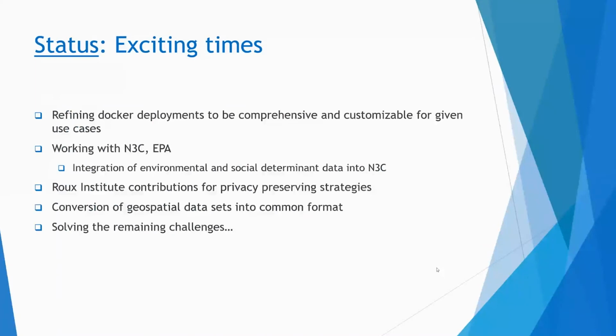What we're up to right now is refining those Docker deployments to be comprehensive and customizable. So the idea would be that you could just have a one-click go for a specific use case like N3C or whatever you want to snap the tables, get the data you need to do geocoding, use that geocoded data to go get your attribute data, and then submit it or whatever you need to do at that point. Specifically with N3C, we're working with them, in particular EPA, to get the environmental social determinant data into N3C. That is a work in progress. We just started with the RU Institute to potentially contribute a strategy for preserving privacy.